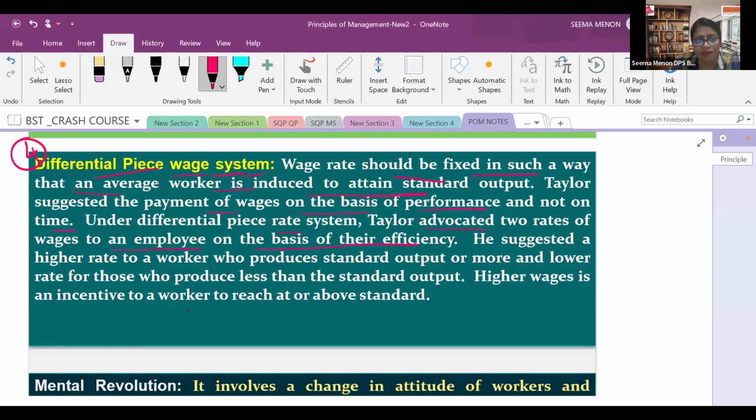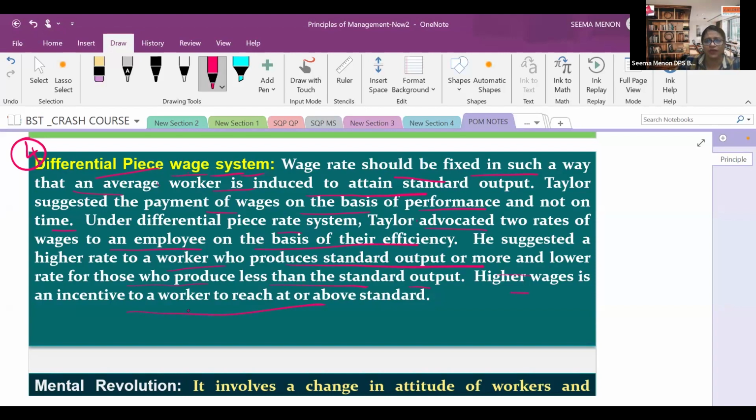He said not one method. There will be 2 different piece rate systems. What is that? 2 rates of wages. He suggested a higher rate for workers who produce standard output or more, and a lower rate for those workers who produce less than the standard output. Higher wages is an incentive to a worker to reach or go above the standard.